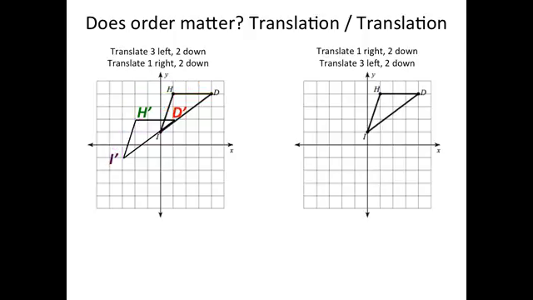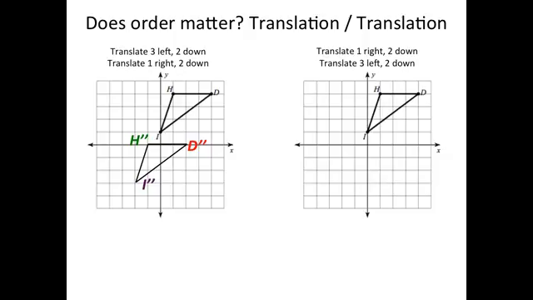Get rid of all that other stuff. Now we're going to do the second translation. 1 to the right and 2 down, mark my point, 1 to the right and 2 down, mark my point, draw my triangle, get rid of all the intermediate steps, and there is my final triangle.